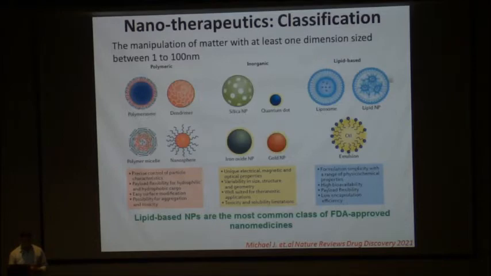But lipid-based liposomes, lipid nanoparticles and emulsions are used for their formulation simplicity and the range of physicochemical properties which can be enhanced. High bioavailability can be achieved by nanomicelle-based systems. Payload flexibility is also very good in the lipid systems, though encapsulation efficiency can be low. Lipid-based nanoparticles are the most common class of FDA-approved nanomedicines. So we are using lipids as nanotherapeutics.